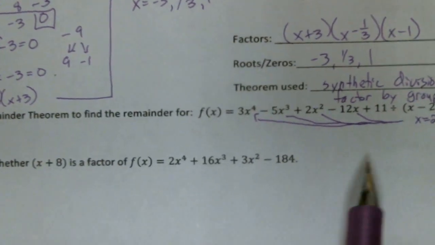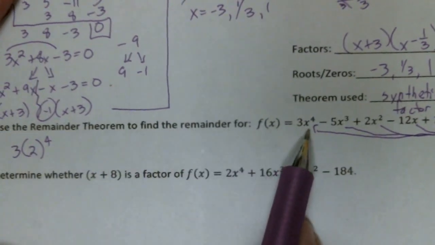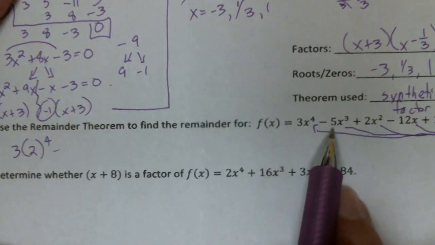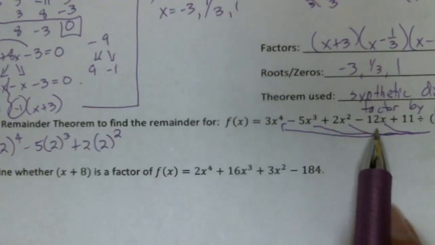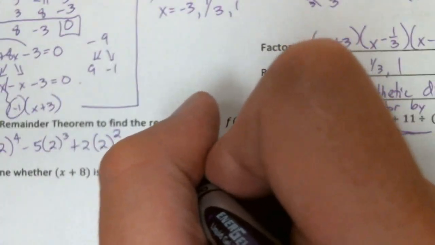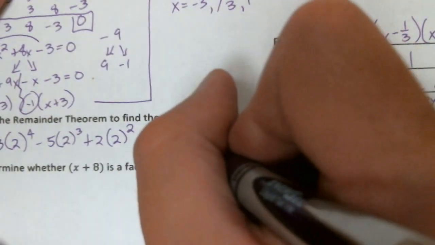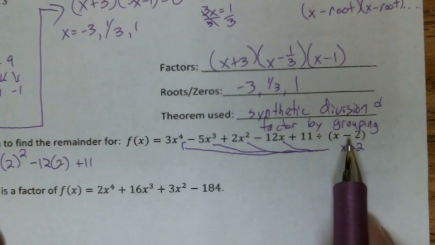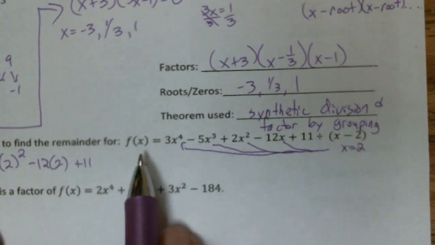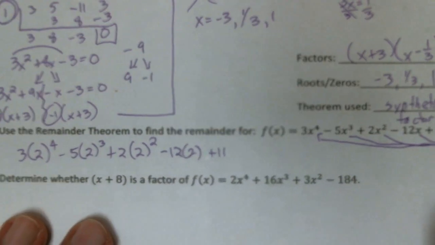Okay, so sorry about that. So 3 times 2 to the 4th minus 5 times 2 to the 3rd, plus 2 times 2 squared minus 12 times 2, and then plus 11. So our remainder theorem says if I take my factor, flip the sign and stick it in, whatever I get will be my remainder.